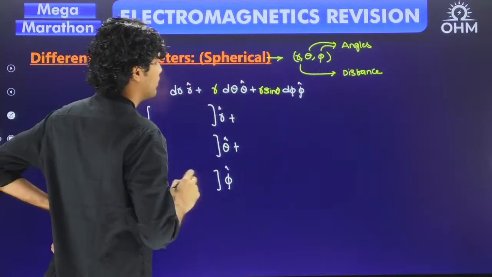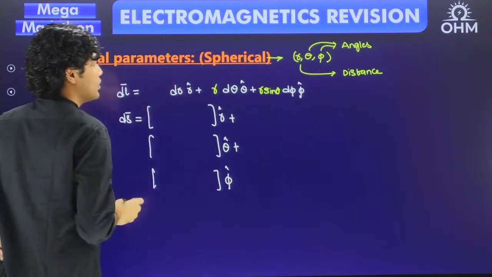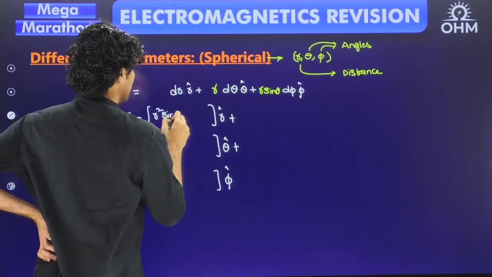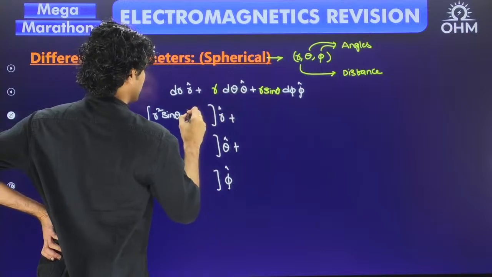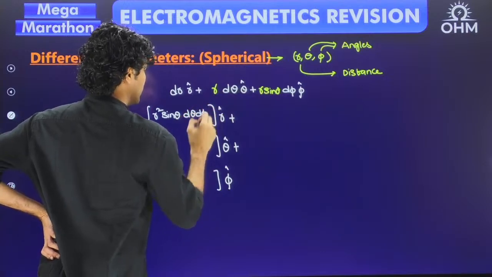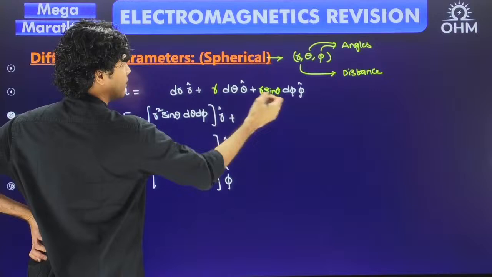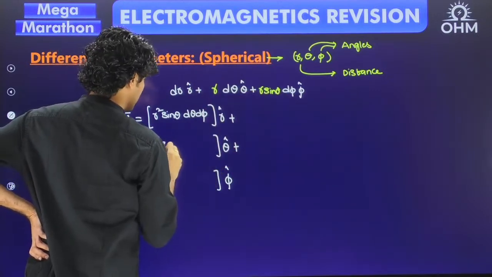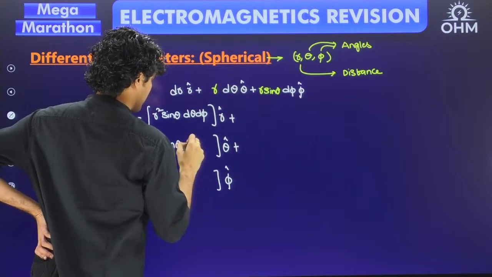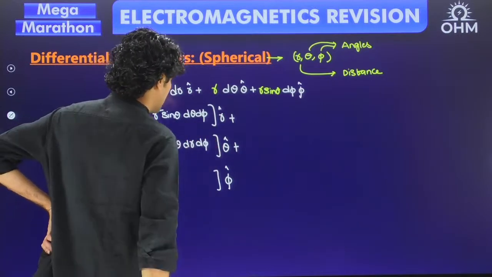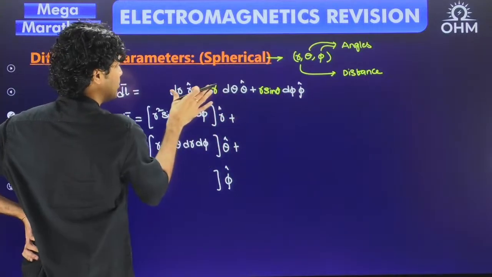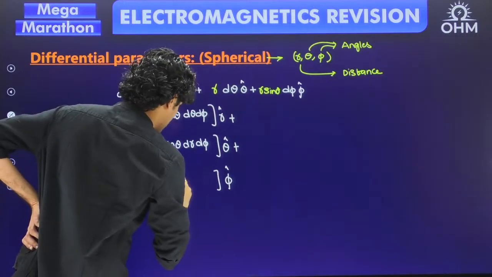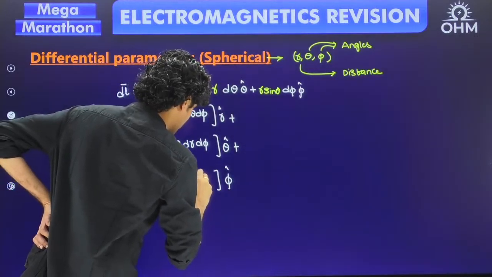First of all, along r cap, what is the area you're having? So r into r sine theta, that is r square sine theta d theta d phi. And what about theta cap? This is r sine theta dr d phi. And lastly, if I want phi area, multiply the r and theta lengths, which is nothing but r dr d theta.